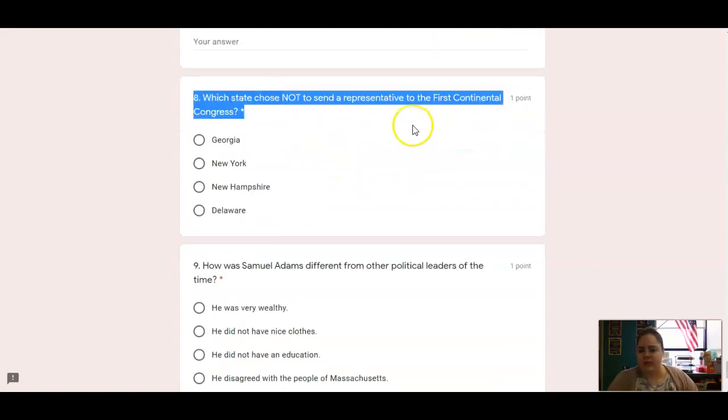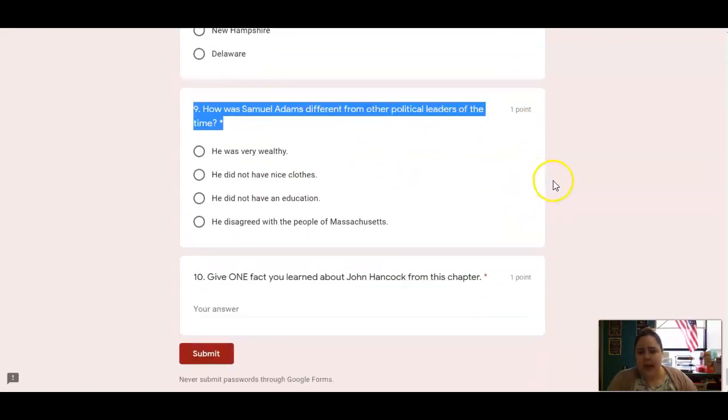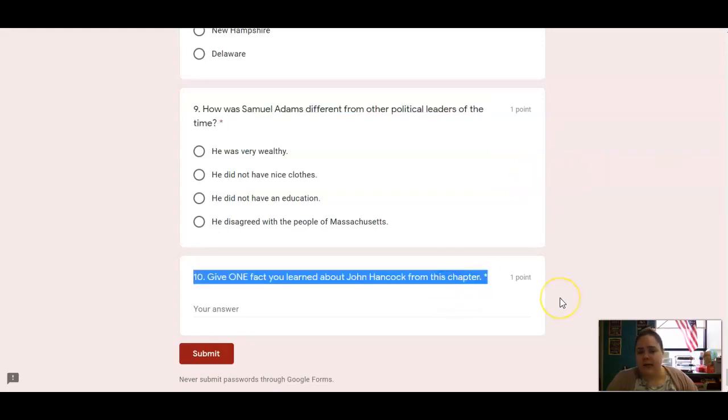Number 8, which state chose not to send a representative to the First Continental Congress? Number 9, how was Samuel Adams different from the other political leaders of the time? And number 10, give one fact you learned about John Hancock from this chapter.